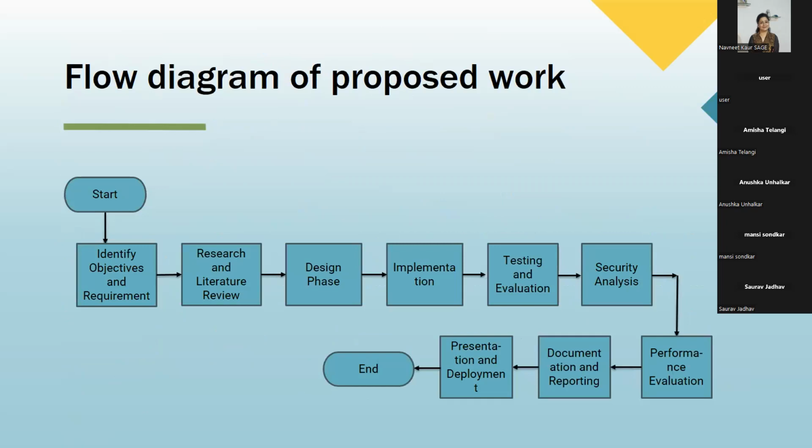As you can see, ma'am, this is the flow diagram of the proposed work. First, we identify the objectives and the requirements. Then research is done according to the objectives. Then we design, and then the implementation of those objectives is done. Then testing and evaluation is done. If there is any problem, we have to process it again. Then comes the security analysis, performance evaluation, documentation and reporting, presentation, and deployment.